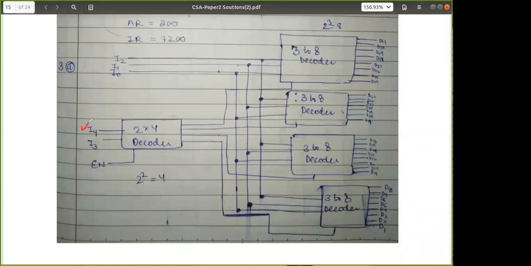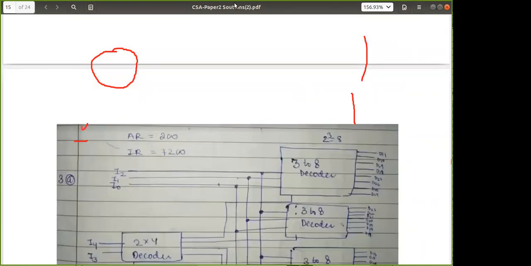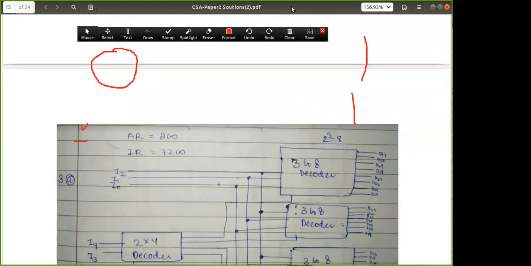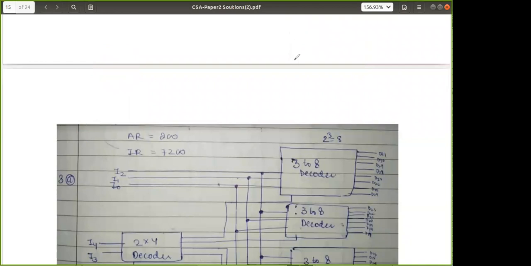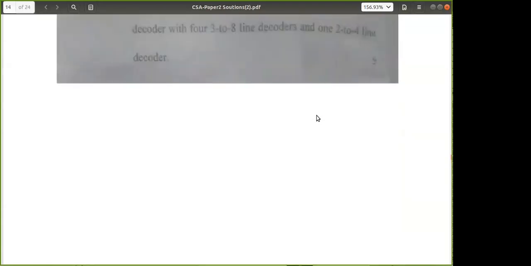Here I have two input lines, and then we have the 3 to 8 line decoders. 3 to 8 line means we have 3 inputs and 8 outputs. Here you can see 8 outputs, here 8 outputs, and here we have 3 inputs. What are the 3 inputs? I2, I1, and I0. These are the 3 inputs. So you can see it is a very easy question and it is worth 5 marks.